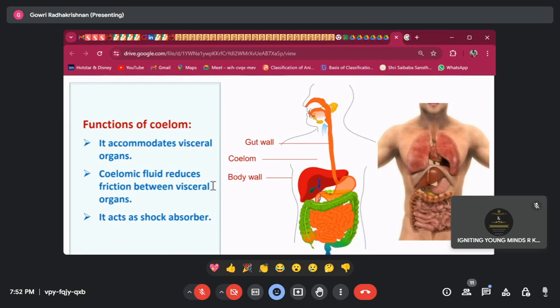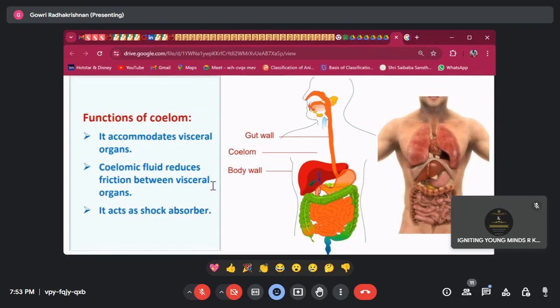The body is so small, all the organ systems are inside. So there has to be something to prevent them from colliding with each other or creating friction. To make the existence better, the coelomic fluid helps in that, reduces the friction. It acts as a shock absorber.